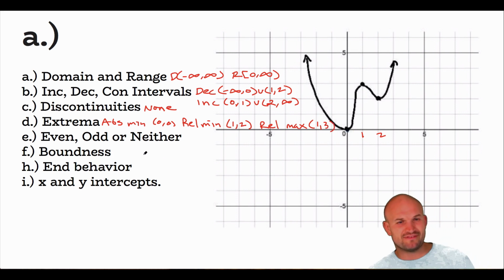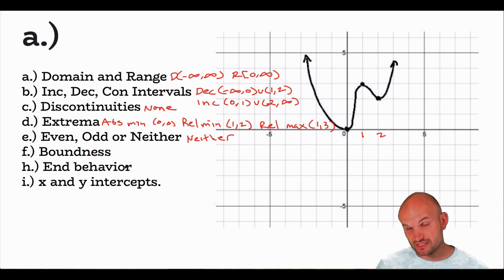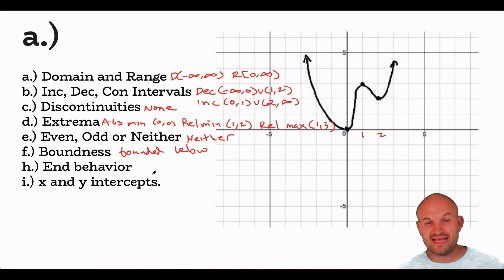Cool. The graph even, odd, or neither. Again, we're looking for symmetry. This doesn't have any symmetry, so we're just going to write neither. Boundedness, this graph is restricted below, so it only goes to a minimum, so we can say this is bounded below. All right, the end behavior, as this graph expands, you can see that it's going to rise to the left and rise to the right.